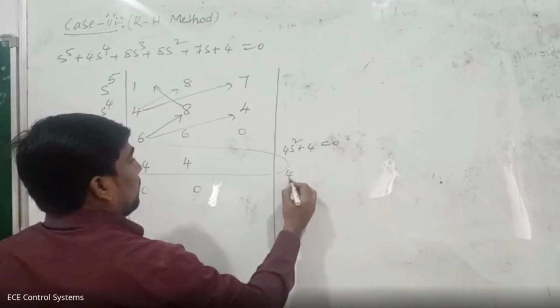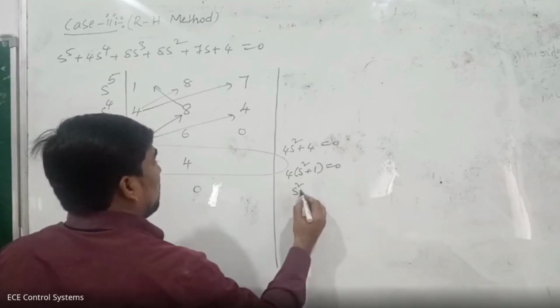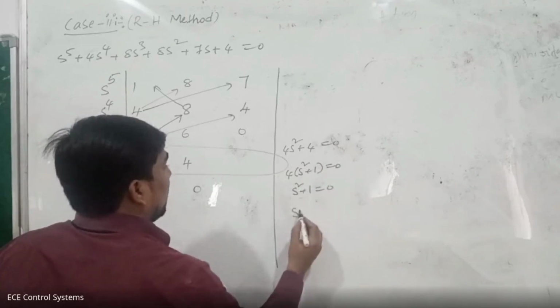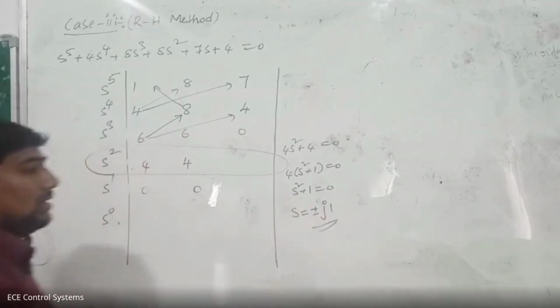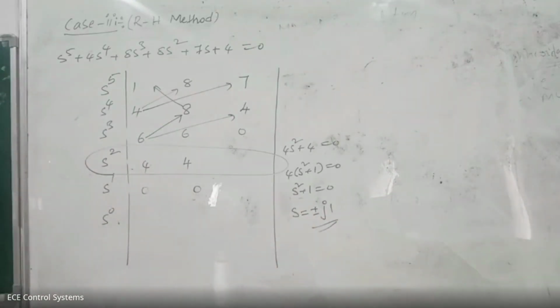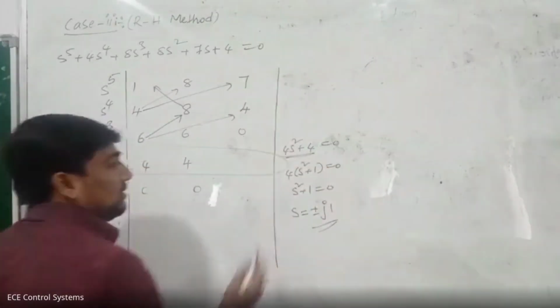From this step, the 4 is common. S square plus 1 equal to 0. S equal to plus or minus j1. But you have to take the differentiation for this.